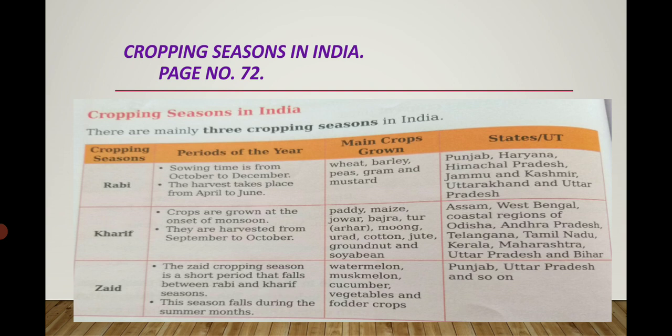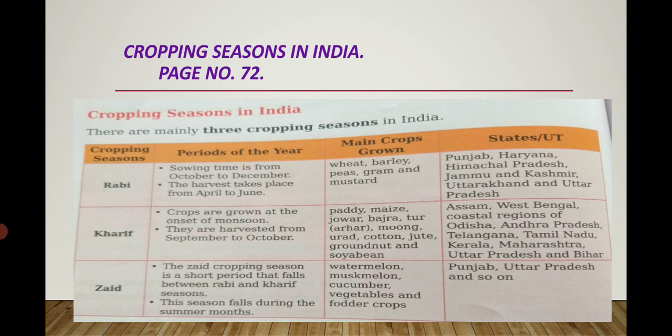So first, let's discuss Rabi. Sowing time is from October to December. The harvest takes place from April to June. And the main Rabi crops are wheat, barley, peas, gram and mustard. And the states growing them are Punjab, Haryana, Himachal Pradesh, Jammu and Kashmir, Uttarakhand and Uttar Pradesh.